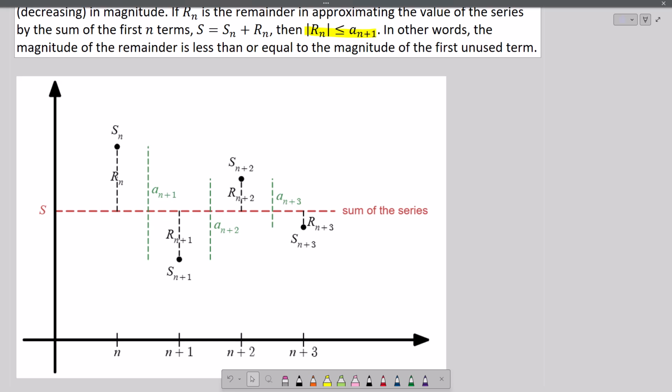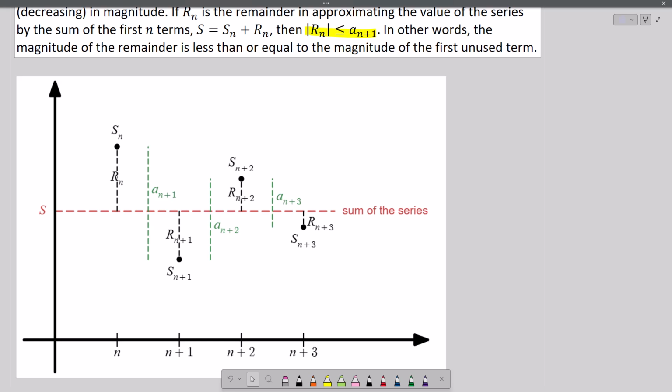Now, if you added the next term, it would be negative. Right? There's the next term, which would drop you down to S sub n plus 1. If you take S sub n and you add one more term, now we have S sub n plus 1. And isn't that green distance bigger than that black distance? Yes. And so this right here is an estimate for this remainder. This is the first unused term for that partial sum. That's going to be an estimate for the remainder.